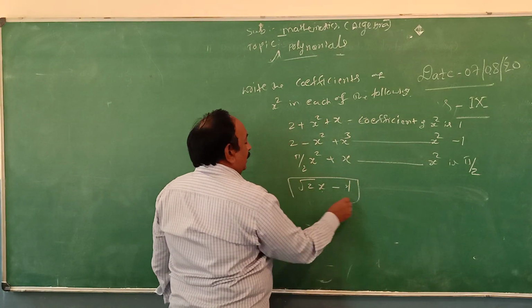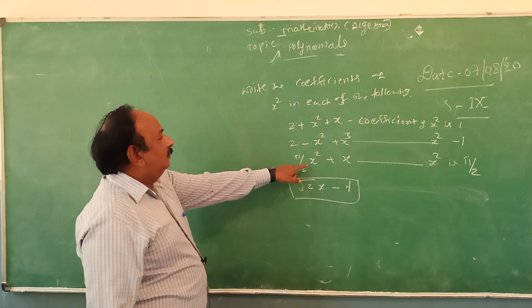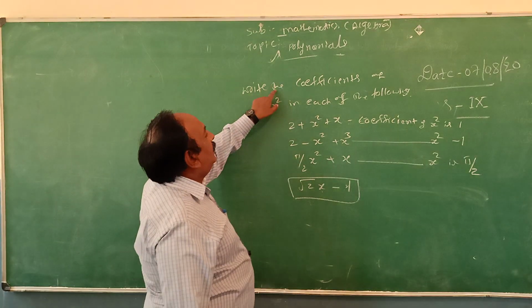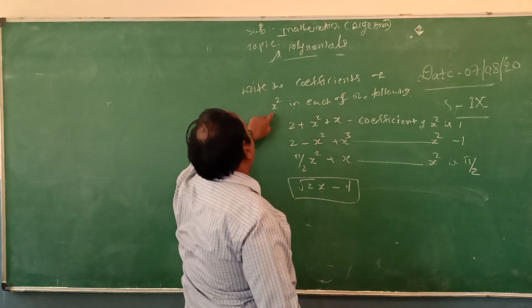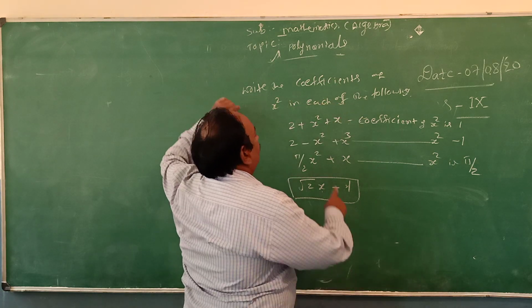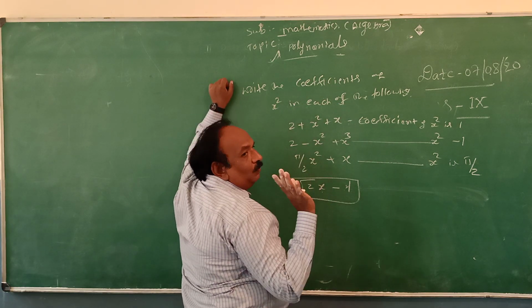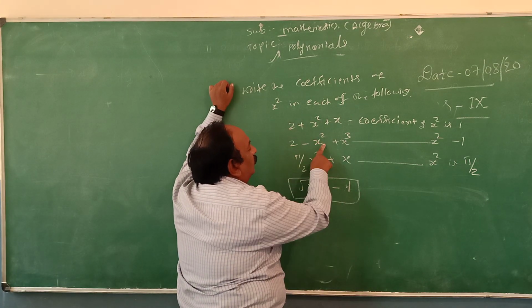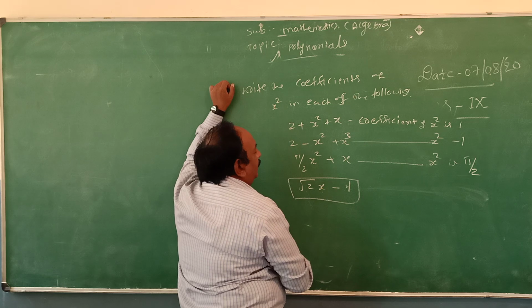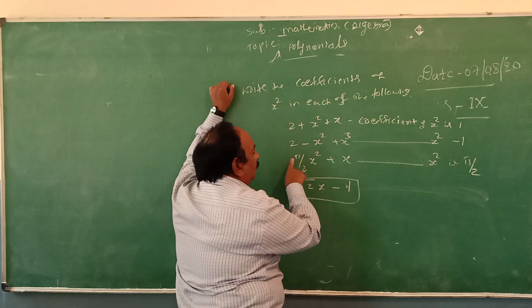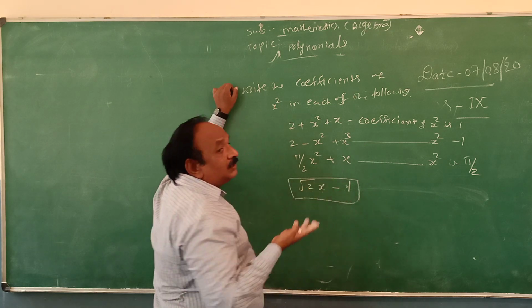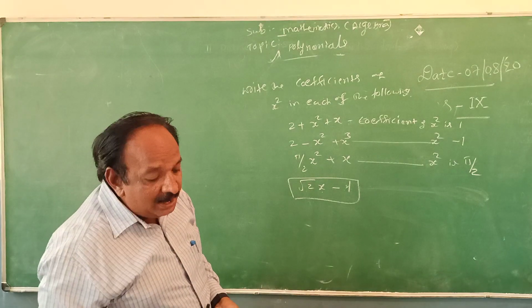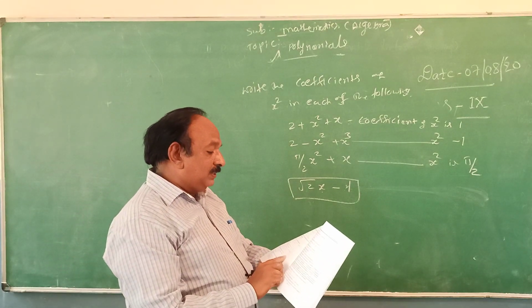Here no x square. So they ask the question, write the coefficient of x square in each of the following. So we are going to observe only x square. The coefficient of x square is 1. The coefficient of x square is minus 1. The coefficient of x square is pi by 2. Here there is no x square. How do we write the coefficient? It is not possible to write the coefficient.